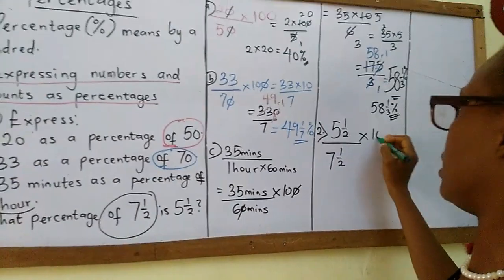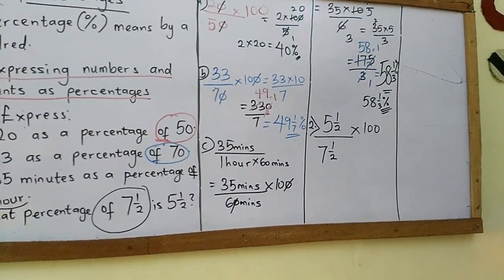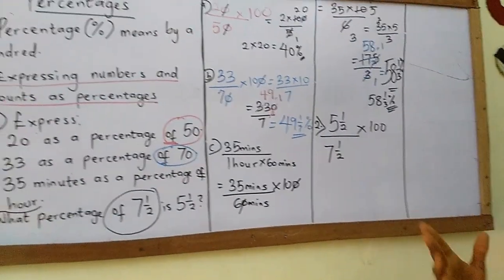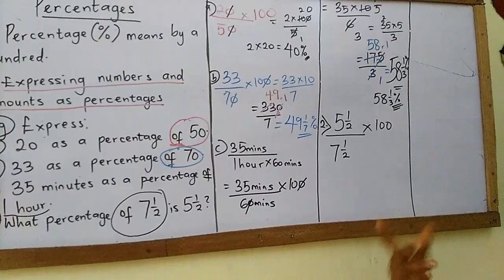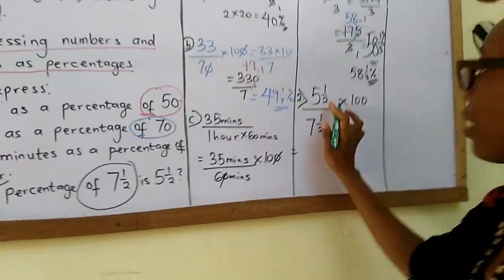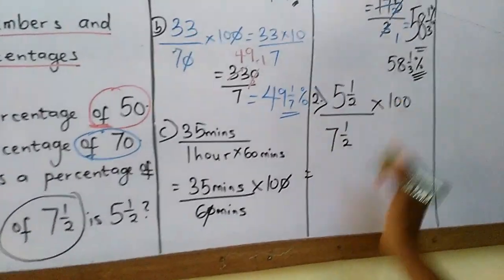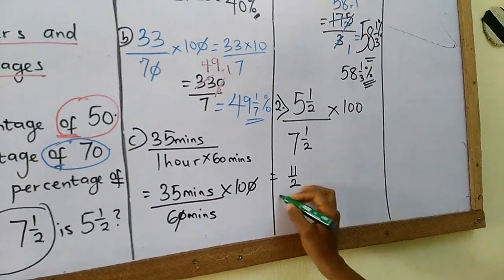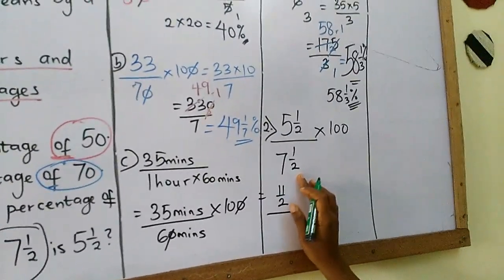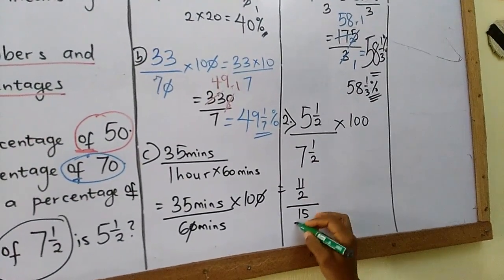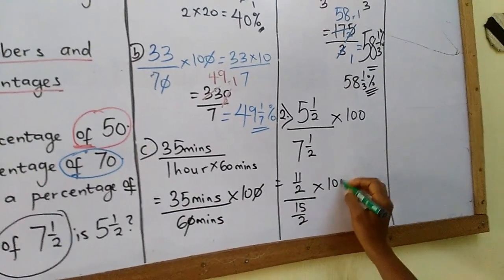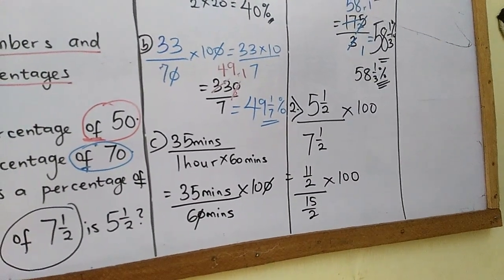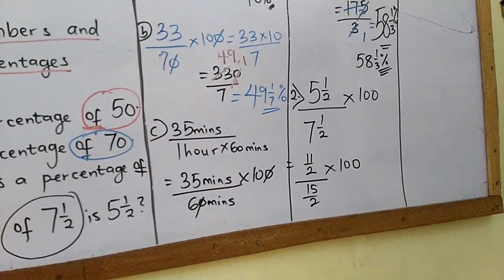Now, we're dealing with percentage, that is times 100. So, the first thing we're going to do, we're going to change these mixed numbers to improper fractions. So we have 5 times 2 is 10 plus 1, 11 over 2, over 7 times 2 is 14, 14 plus 1, 15 over 2, times 100. What I did here, I converted mixed numbers to improper fractions.